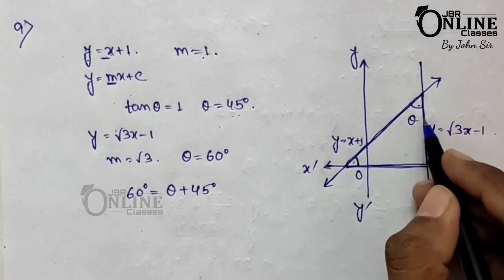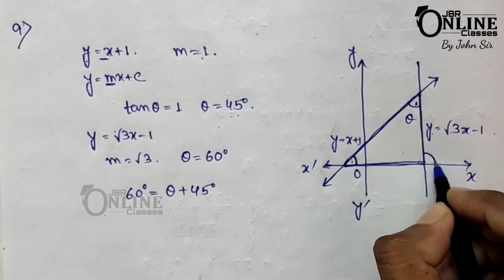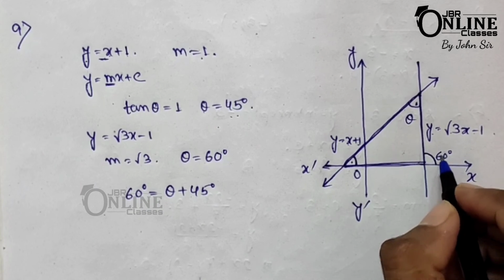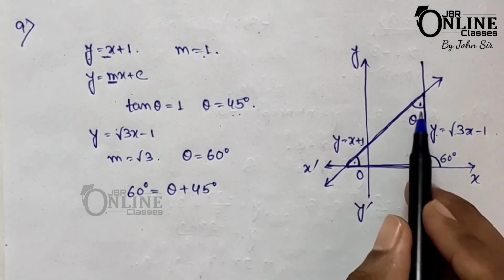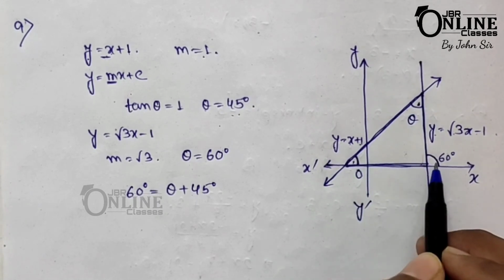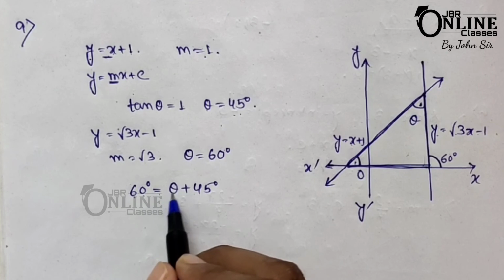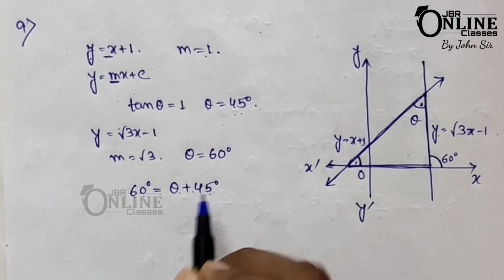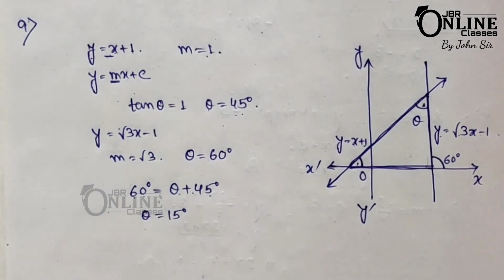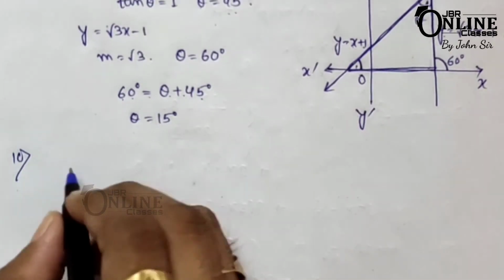So in this triangle, these two are interior angles and this one is the exterior angle whose value is 60 degree. You know that the sum of the two interior angles is equal to the exterior angle. That's why it is written here 60 degree equal to theta plus 45 degree. So from that, theta equal to 15 degree. Now sum number 10.